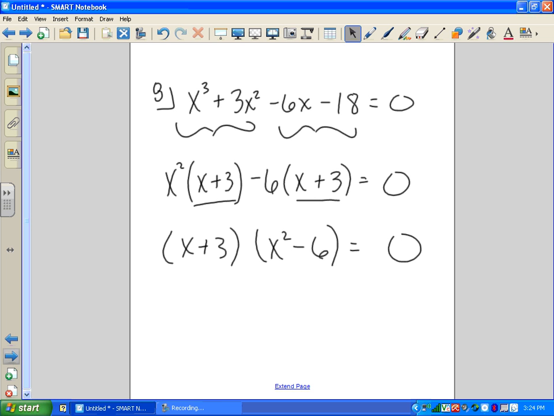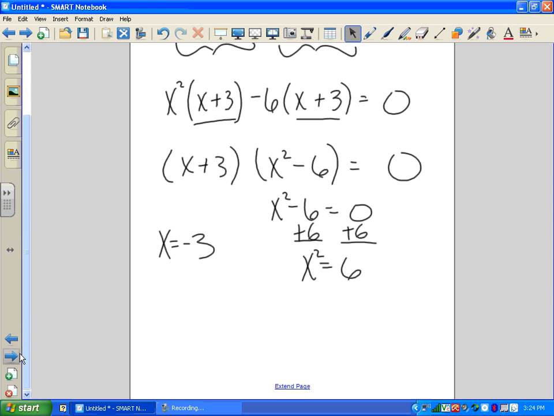So notice that's 6 there. So that's not going to give me a difference of squares. If I had maybe 9 or 16 or 25, I could maybe have factored that again. So let's see what makes them 0. So the first solution there, what makes that 0 is negative 3. Now just like the other one, we're going to set this equal to 0 since it has a squared term. So this is going to give me x squared equals 6. And take the square root of both sides. So we'll get plus or minus the square root of 6.